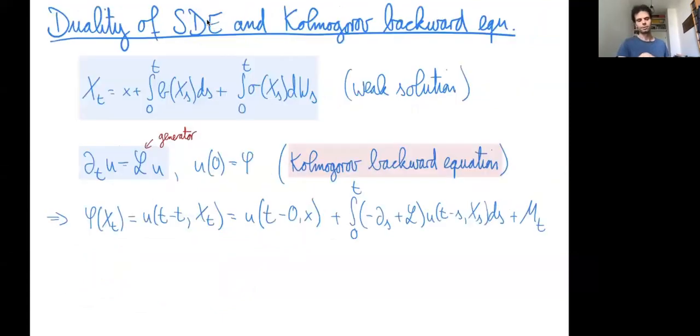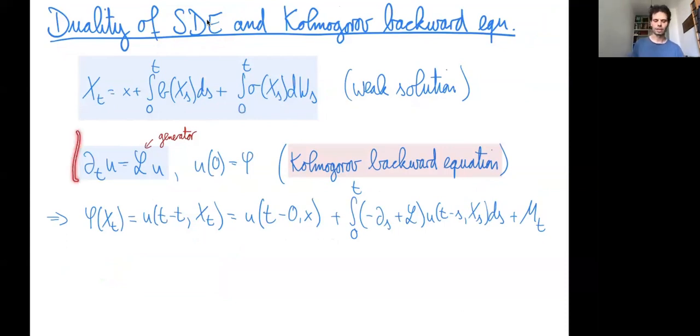The simplest duality, I mean, that's a whole field and people are very interested in very complex dualities, but the most fundamental duality is really the duality with the associated PDE, and that's the Kolmogorov backward equation. Let me explain the duality on the simplest example of an SDE, where it's really the Kolmogorov backward equation. Let's say we have a weak solution to such an equation.